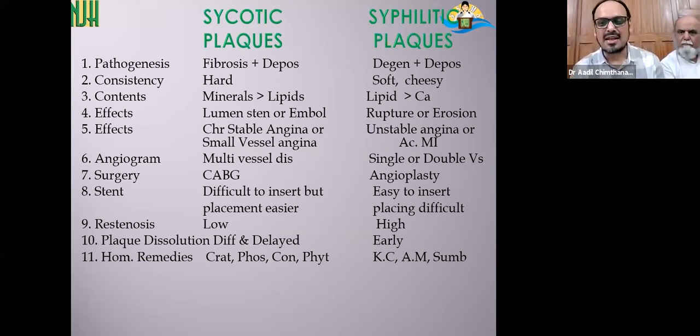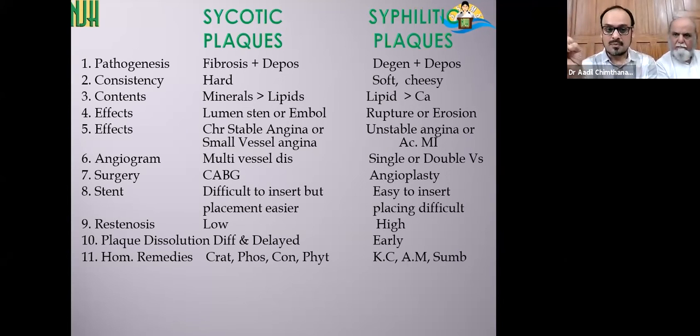Now, we had a study way back in 1998 when I was doing my DNB, because we had a lot of complete access of angiographies in a medical college. There we came up with how psychotic plaques and syphilitic plaques behave. The pathogenesis of psychotic plaque is more fibrosis and deposition of minerals and cholesterol, etc. Whereas in syphilitic plaques, the actual pathology is degeneration along with deposit, degeneration of the inside of the arterial wall or the endothelium. Psychotic plaques are very hard because they contain a lot of calcium, whereas syphilitic plaques contain a lot of necrotic debris, that is when they're soft and cheesy. The contents of psychotic plaques are minerals obviously more than lipids, whereas the quantity of lipid is more in syphilitic plaques as compared to calcium.